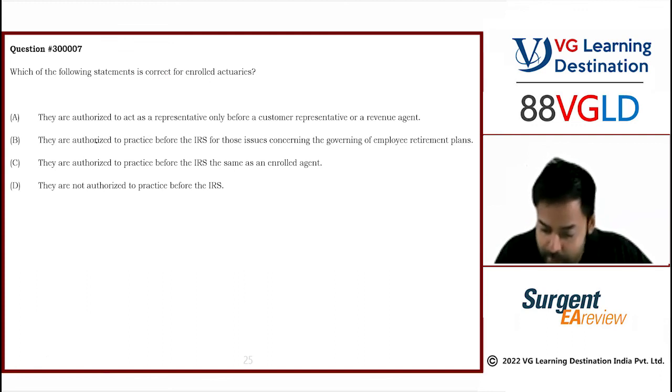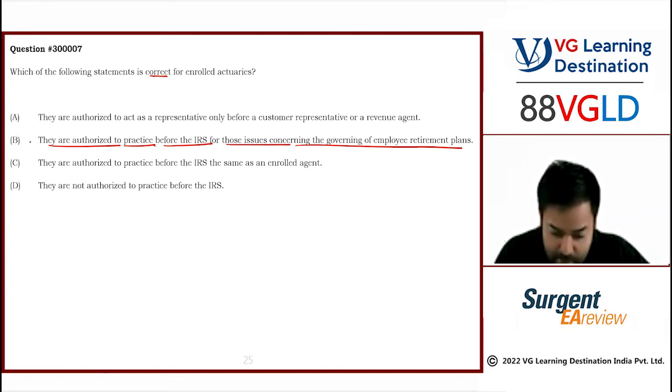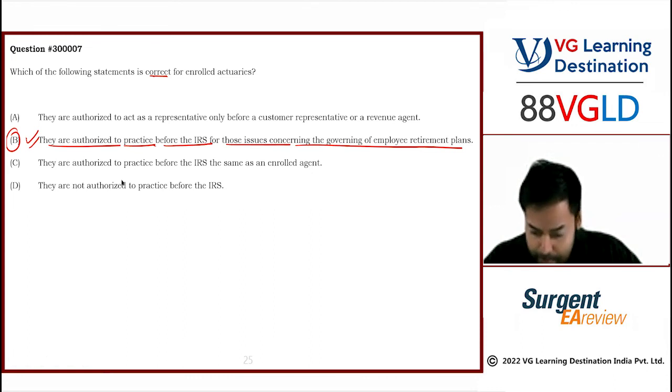Which of the following is correct? Yes, they are authorized to practice before the IRS for those issues concerning the governing of the employee retirement plans. Correct. Let's do the last one.